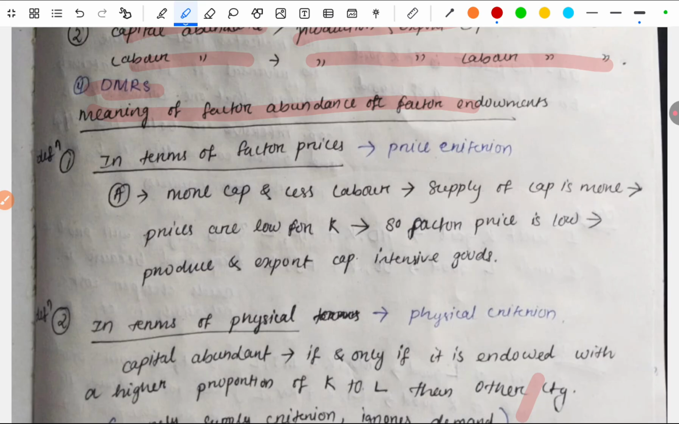We can understand the meaning of factor abundance through two different definitions. Definition one is in terms of factor price ratio. Definition two is factor abundance in physical terms. Definition one, in terms of factor price, is called the price criterion. If there is a country A that has more capital and less labor, then the supply of capital is more, the price of capital is low, so the factor price is low, so it will produce and export capital-intensive goods.